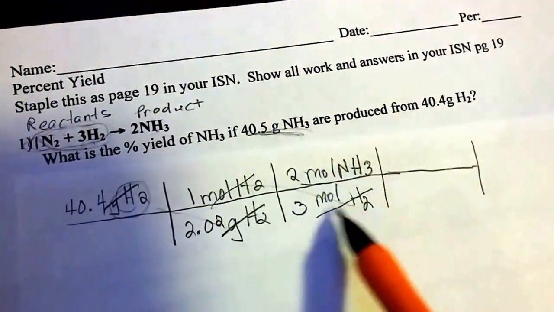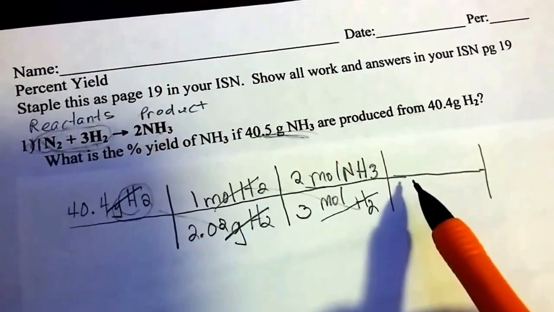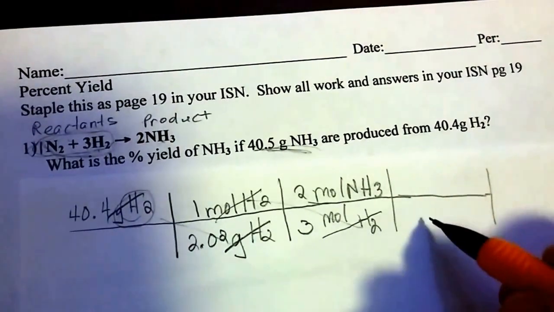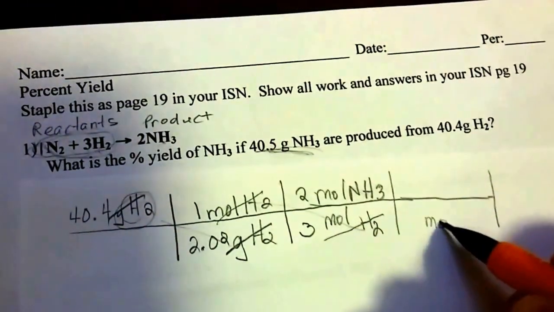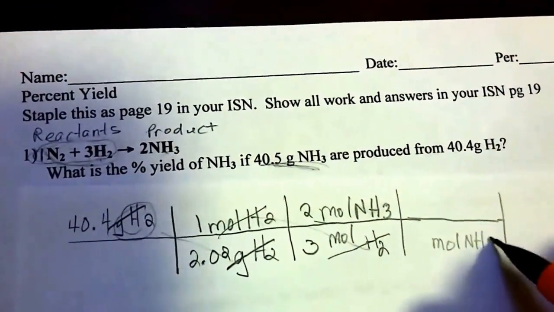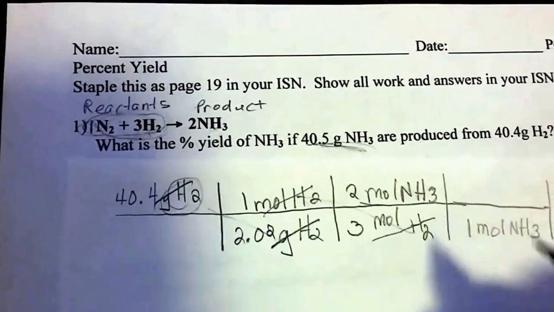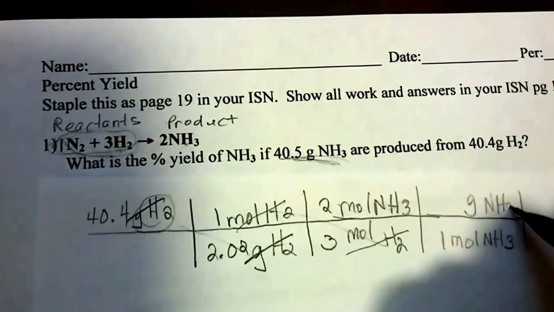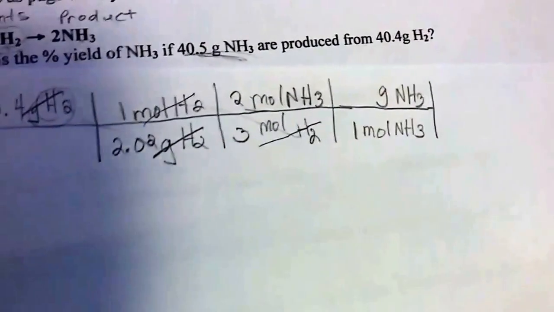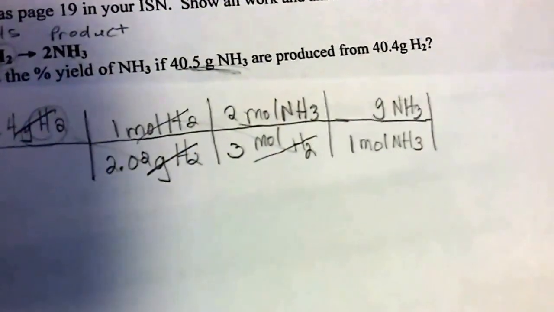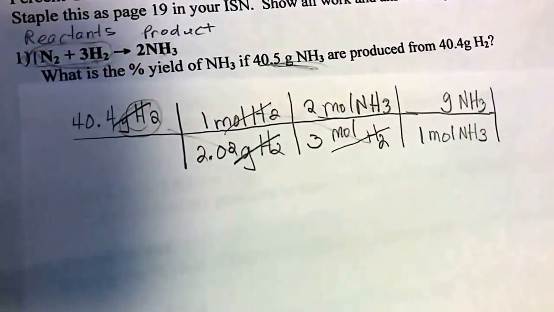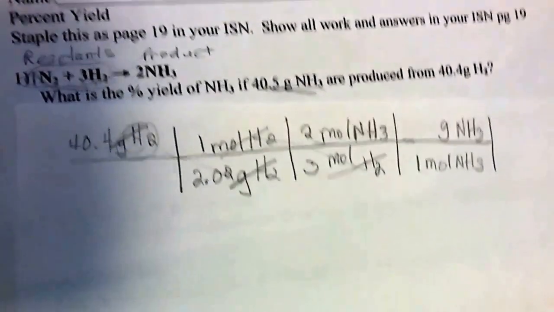Okay, so if our step was moles over moles, that means that this step is going to be grams and moles. So we want this to be diagonally the same. We're going to write moles of NH3. And that's going to be 1. And this is going to be grams of NH3. Remember, you need to have the molar mass of NH3. In this case, it's 17.04 grams.